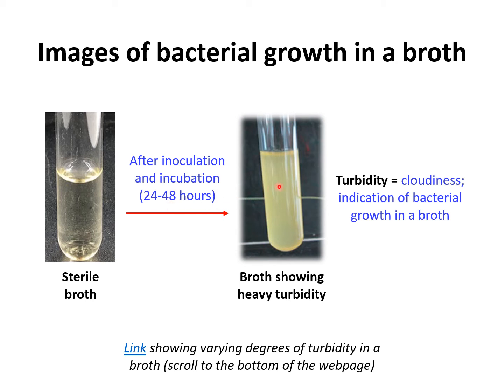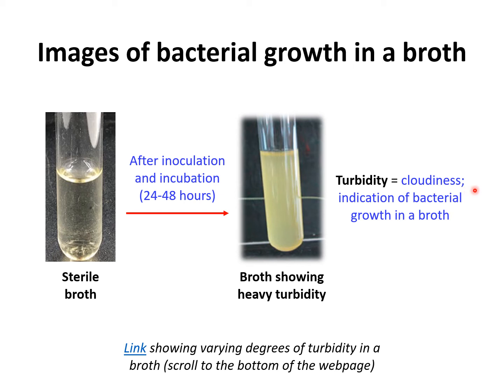Now, when you see growth in your broth, you're going to know that you do have growth in your broth because your broth is going to turn cloudy. Now, what's the term for cloudy that we use? We use the term turbidity. So turbidity is basically cloudiness.